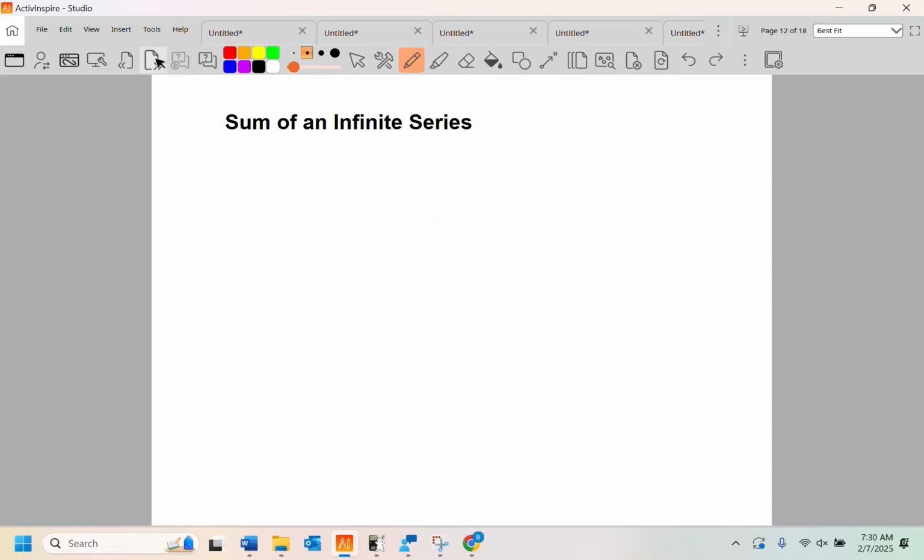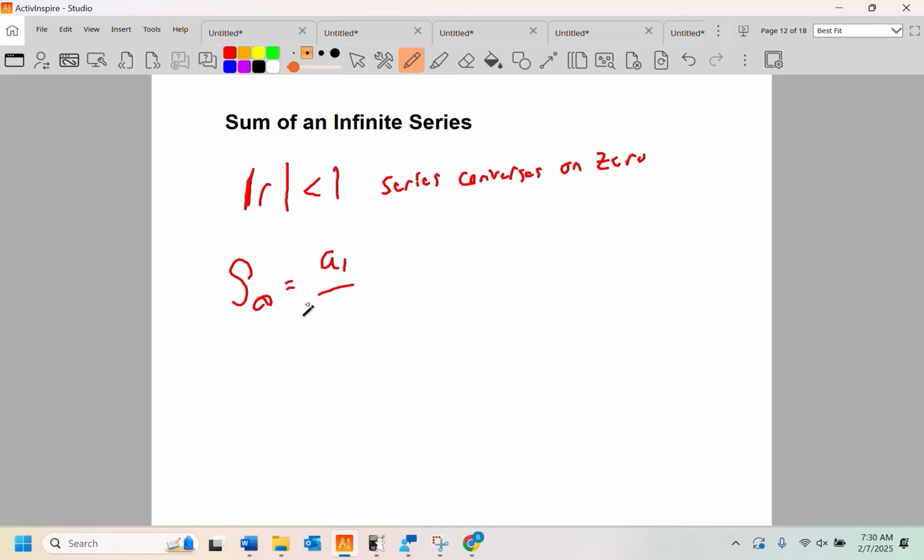So we are dealing with what's called the sum of an infinite series. An infinite series has a ratio r that is less than 1. Because if the absolute value of the ratio is less than 1, the series converges on 0. It approaches an output of 0. And it has the easiest formula. The sum of an infinite series is simply the first term divided by 1 minus r. It's kind of cool that you can find the sum of something that goes on forever.